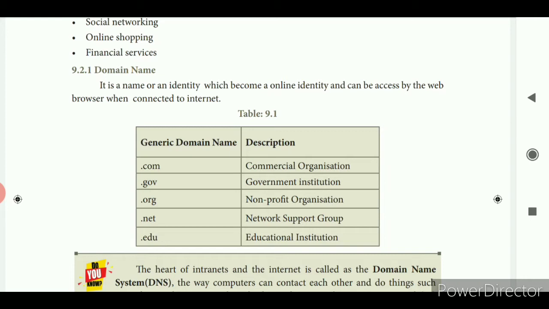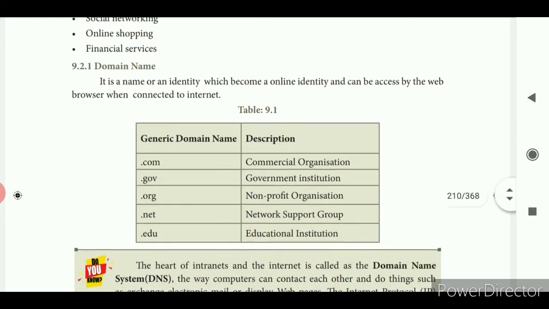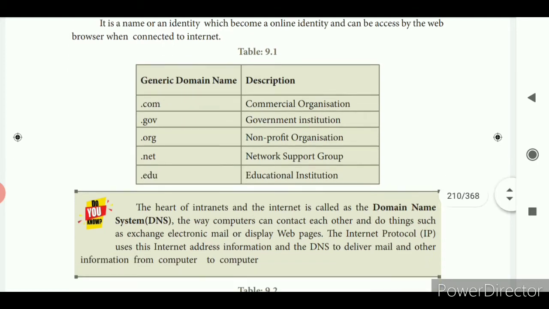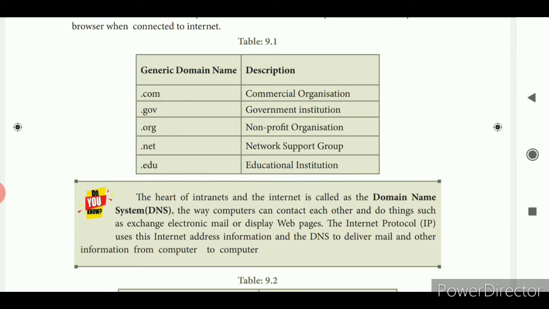So domain name is used to give the identity of your website name. If the last letters of your website are .edu, it means you are accessing an educational institution. In the heart of the internet is the domain name system, DNS. Underline that. DNS expansion is domain name system.